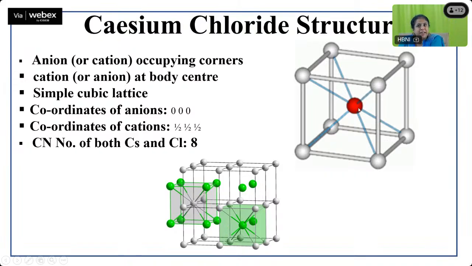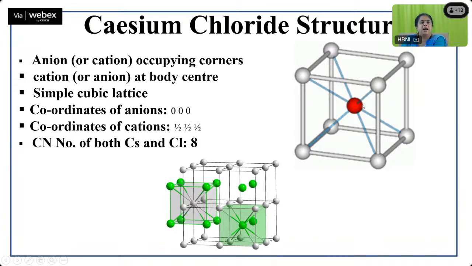If the atom that is present in the body center is different from the ones that is present at the corner, or the atoms that are present at the face center is different from the ones that are present at the corner, it is a primitive lattice. Because for one particular atom, you still have one lattice point in this unit cell. Okay? Very clear. Coordinates of anion is 0, 0, 0.